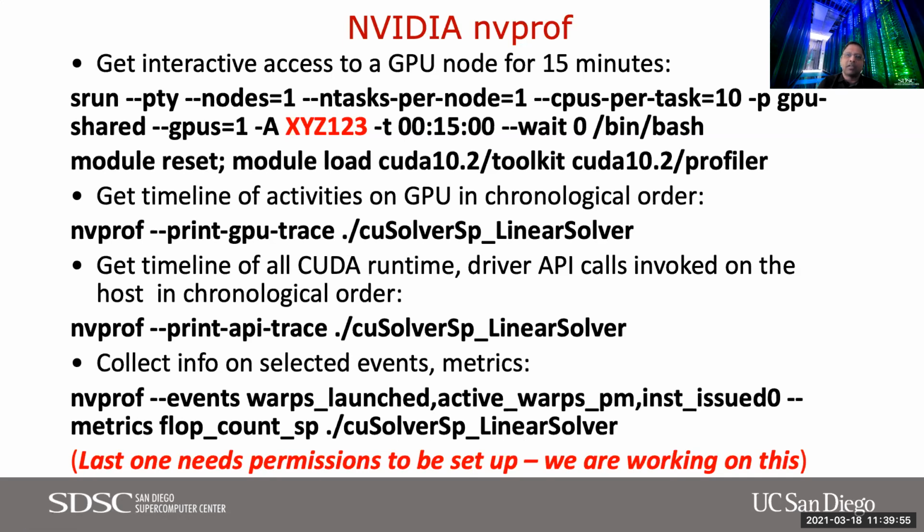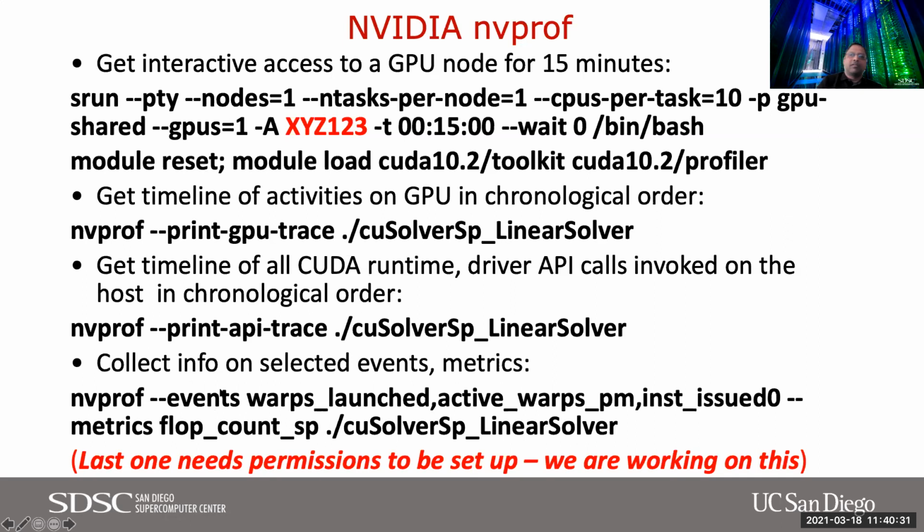Our stack on Expanse is different on the GPU and CPU. So once you're done with the setup, you essentially are ready to go test. One simple thing you can do, beyond what we did in the first slide, is a GPU trace. This will give you a timeline of activities on the GPU in chronological order. Similarly, you can do an API trace, which will show you the API invocations on the host in chronological order. You can also collect info on selected events.